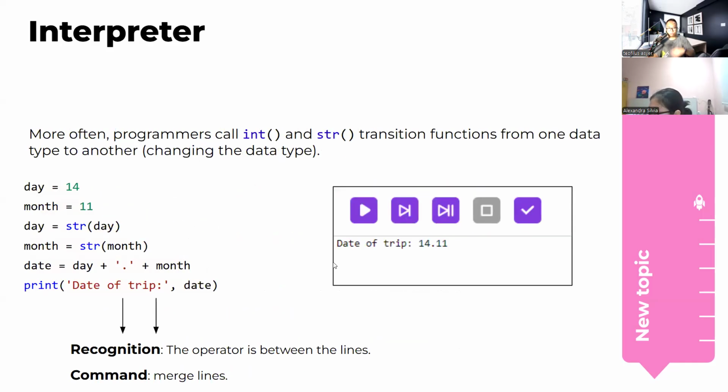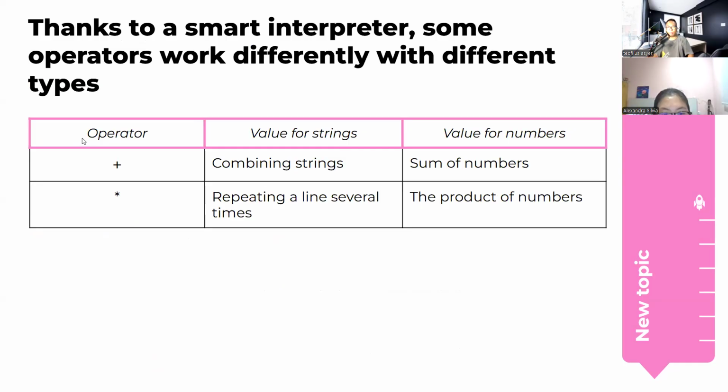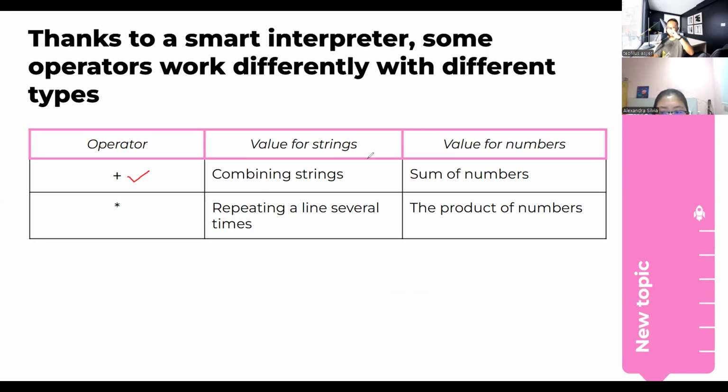Let's continue. Let's see this example. The plus operator in Python is not just for math. If you use it for strings, it can also combine strings together. And if you use the multiply symbol, rather than just doing multiplication, you can repeat a line several times, basically like copy paste. Is this new for you? I knew the plus sign, but I didn't know the multiply could do that. Oh, okay, so this is kind of new, right?